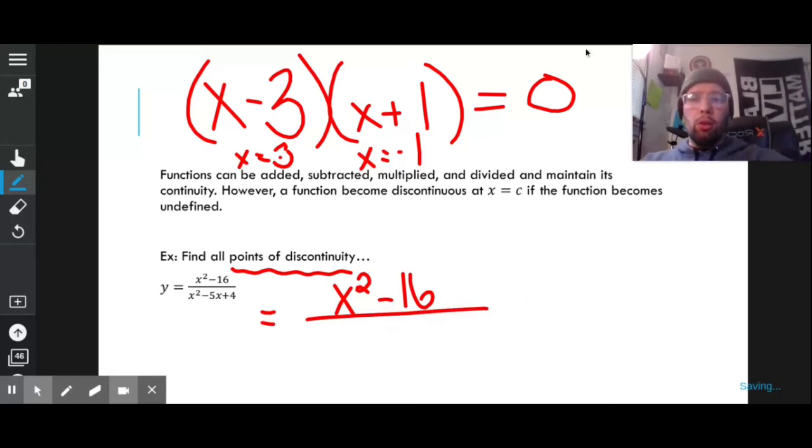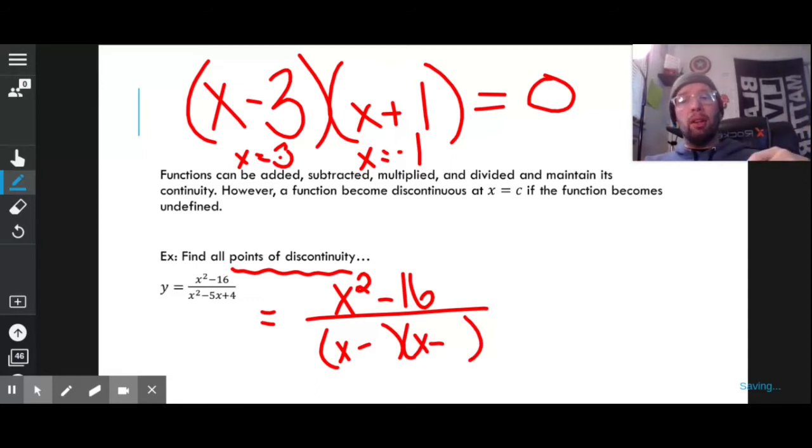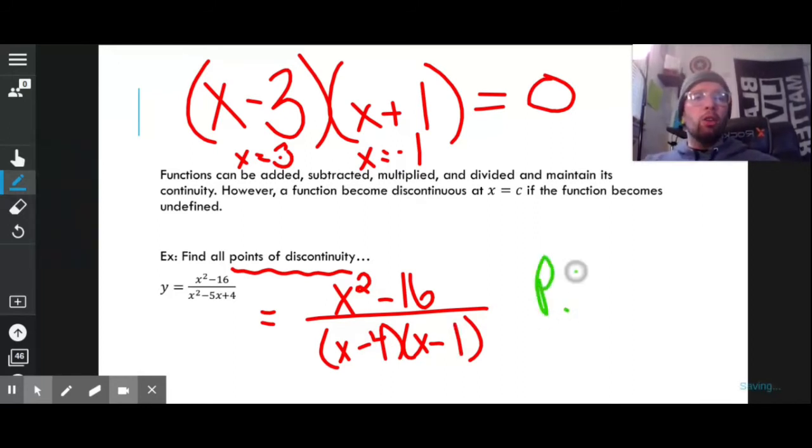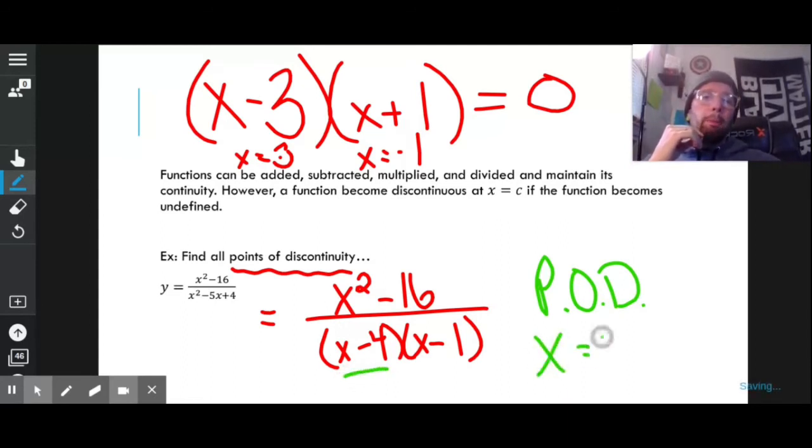We need to come up with two numbers that multiply out to 4 and add up to negative 5. If they multiply out to a positive and add up to a negative, they're going to be two negatives. So I'm going to have x minus something and x minus something. Those numbers are negative 4 and negative 1. So our points of discontinuity, our POD, are going to be from this guy, 4, and from this guy, 1.